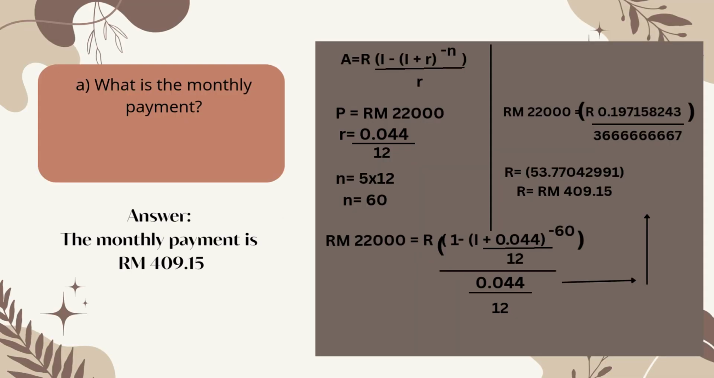What is the monthly payment? Imagine you are borrowing 22,000 to buy something like a car, and the bank gives you 5 years to pay it back, but the bank charges you a little extra for lending you the money. That's called interest. So instead of paying all 22,000 at once, you pay small amounts every month for 5 years. This slide shows how much you need to pay each month. They use a formula. The formula helps calculate how much money monthly you need to pay the bank. And the answer is 409.15 every month for 5 years.